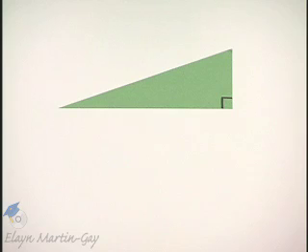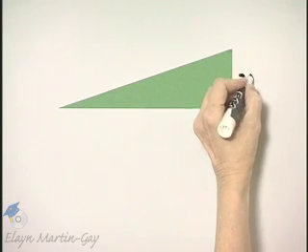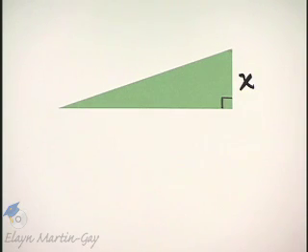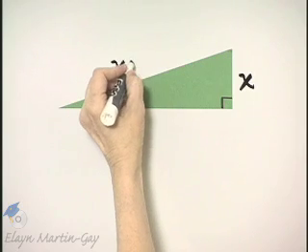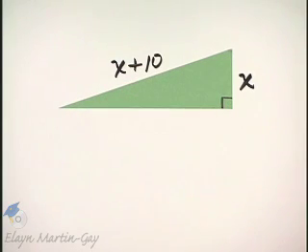So we want to find the lengths of the sides of a right triangle. The hypotenuse is 10 centimeters longer than the shorter leg. So I'll let x represent the length of the shorter leg, which means x plus 10 represents the length of the hypotenuse. And then this hypotenuse is also 5 centimeters longer than the longer leg.